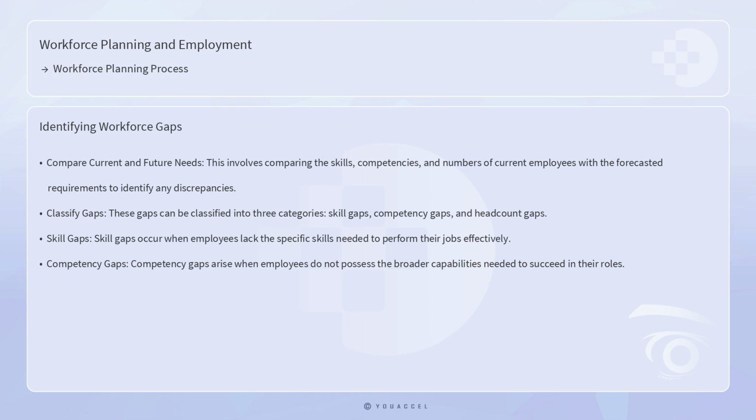Skill gaps occur when employees lack the specific skills needed to perform their jobs effectively. Competency gaps arise when employees do not possess the broader capabilities needed to succeed in their roles. Headcount gaps occur when there are not enough employees to meet the organization's needs. Identifying these gaps is crucial for developing effective workforce strategies.